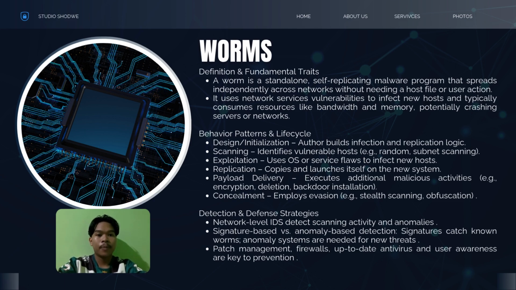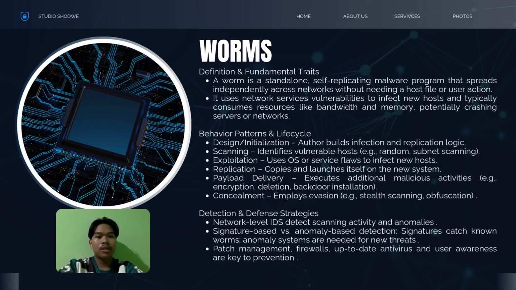Now, let's talk about its life cycle. Worms typically go through several stages. First, design or initialization, where the attacker writes the code. Then it starts scanning for vulnerable devices using methods like random or subnet scanning. Once it finds a target, it exploits the system using an operating system or application flaw.